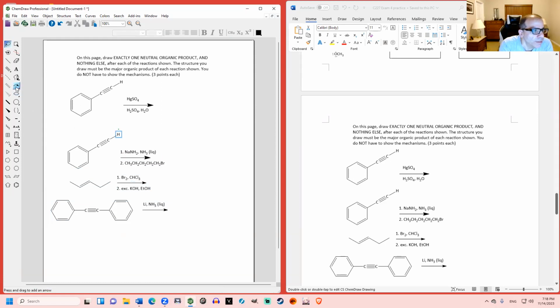The first one is oxymercuration of an alkyne. We went over that reaction in class. And we said that the product you get gives you an enol with the OH on the more substituted carbon, which is this one. And the enol then tautomerizes to the keto form, which is going to be a ketone.